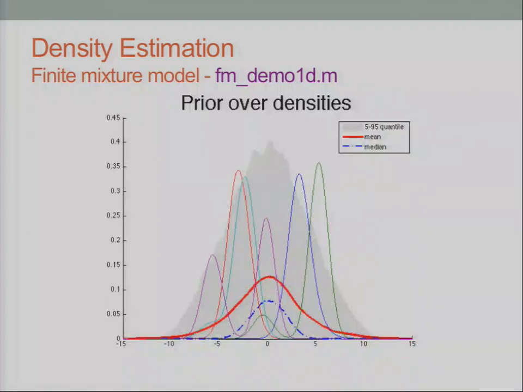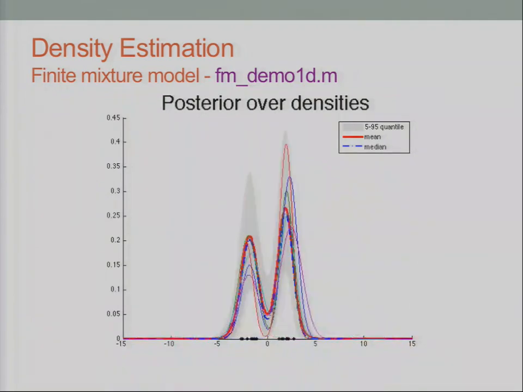So let's compare the finite mixture models with this. So I'm showing here, again, a one-dimensional density fit for the finite mixture model, where by the red curve, I show the mean. By the dashed blue thick curve, I show the median, and then this is the 95% quantile. So you see, all the rest is basically samples from the prior. So this is the prior distribution for a two-component finite mixture model.